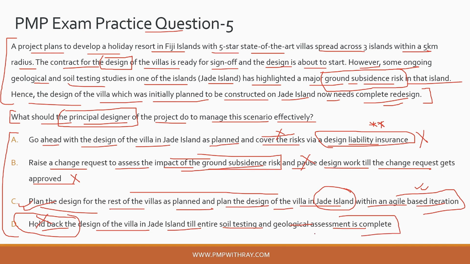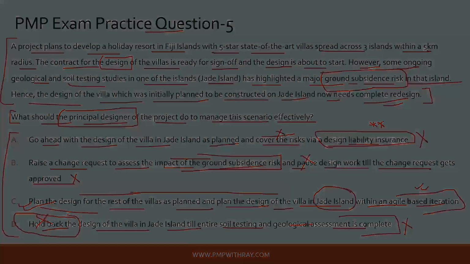Now theoretically this might seem okay, but practically or from a PMP philosophy this is not okay, because effectively you are delaying the project where you could have progressed with the scope items which were not directly impacted by the ground subsidence risk. So that way option D is also incorrect, and the correct answer to this question is option C.